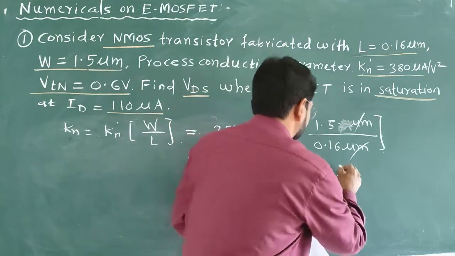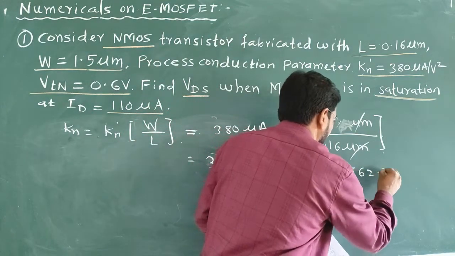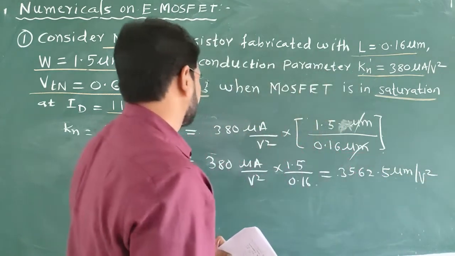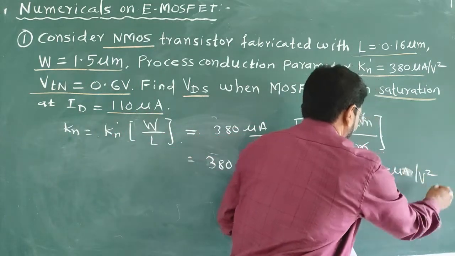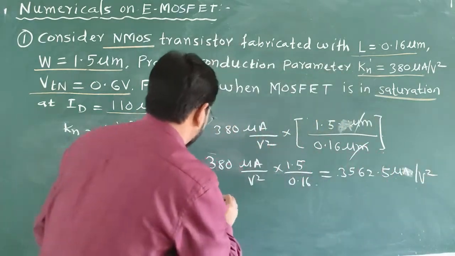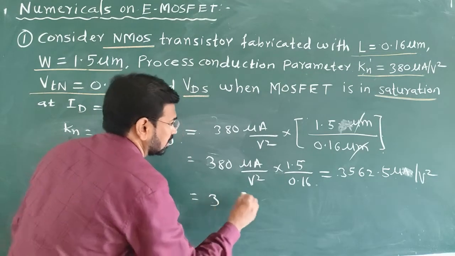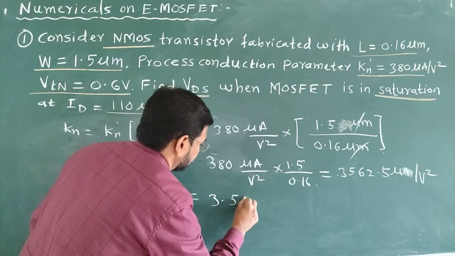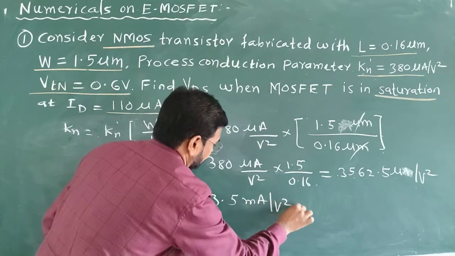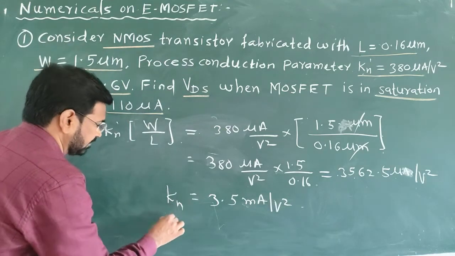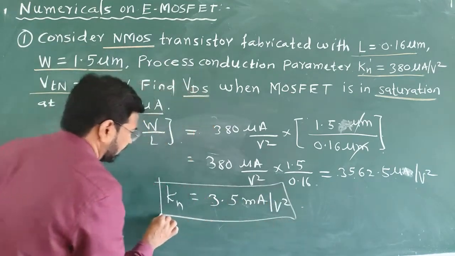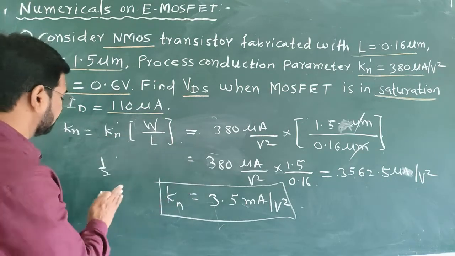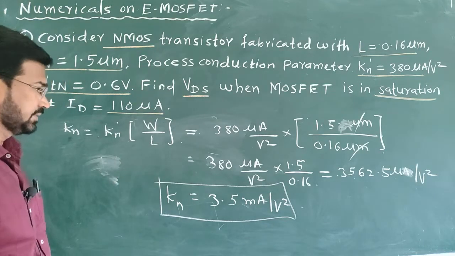I have calculated this already using a calculator. It is around 3562.5 microampere per volt square. If we round this off, it is around 3.5 milliampere per volt square. So, it is our Kn. Here we have not used half Kn dash, so we have to take half in the equation of drain current.